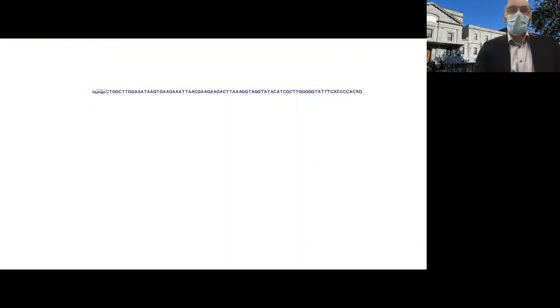So this is a static picture of a DNA sequence, a portion of the human genome.